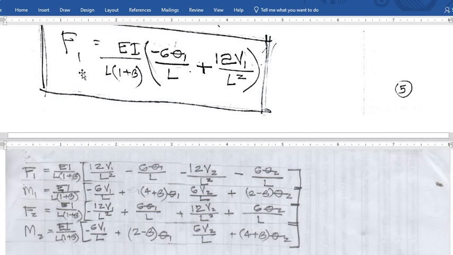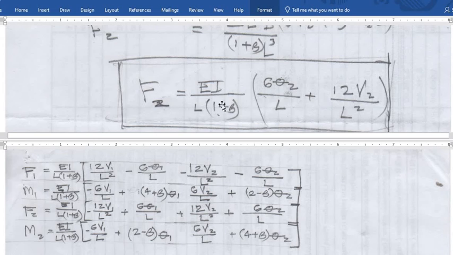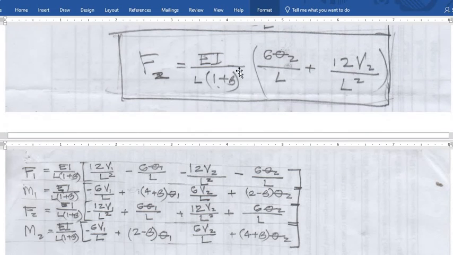Next, we have F1, in terms of theta 1 and V1. Minus 6 theta 1 all over L, then 12V1 all over L squared. And then, we also include V2 and theta 2. Where does that come from? Okay? So, we have 6 theta 2 all over L.